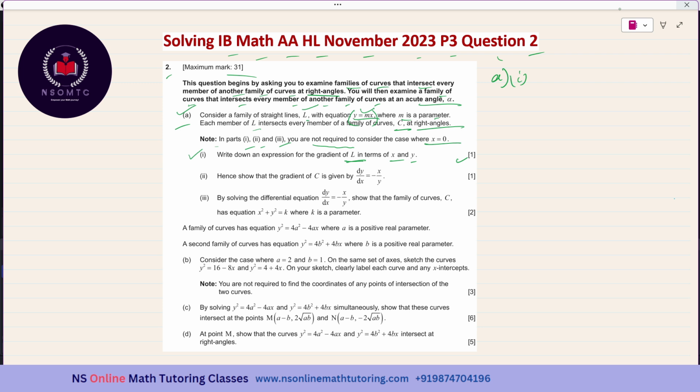The gradient will be m. So in terms of x and y, m will be equal to y over x. This is the gradient.